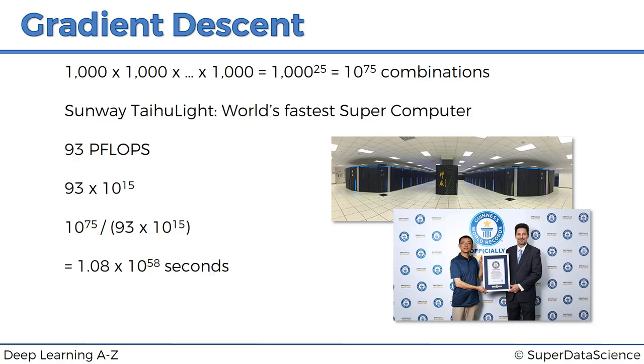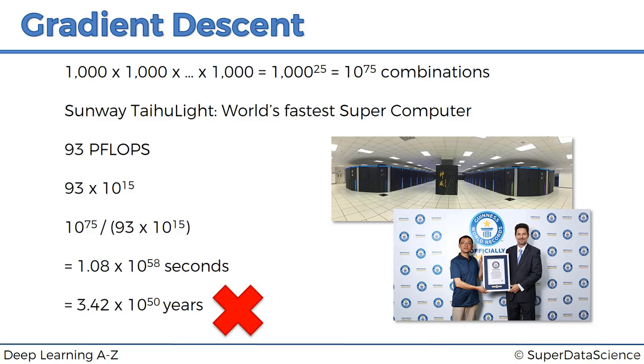So that means approximately 10 to the power of 58 seconds. And that is the same as 10 to the power of 50 years. That is a huge number. That is longer than the universe has existed. This number is so huge, it's just definitely not going to work for us at all in our optimization. So there we go. This is a no-no even on the world's fastest supercomputer, Sunway TaihuLight.